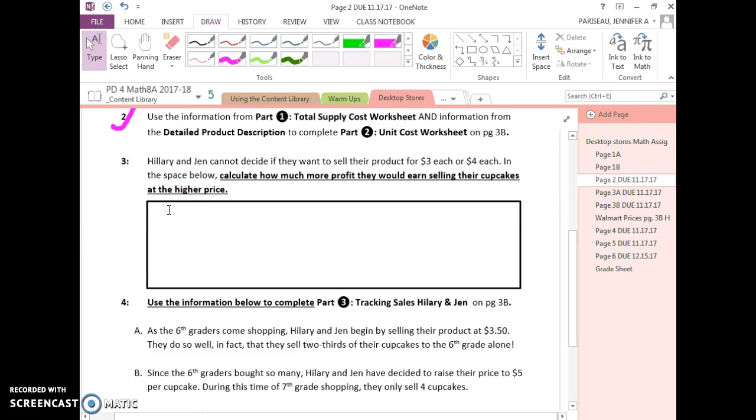So profit is determined by the money that they make in sales minus the cost of supplies. So I want to find the profit from $3. Let's just assume they sell everything. So we're going to do 36 times 3. That gives them $108 in sales. Well, we have to then take the 108 and minus the supply cost, which you found already.